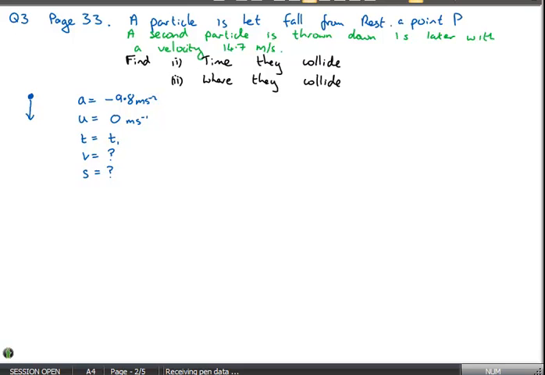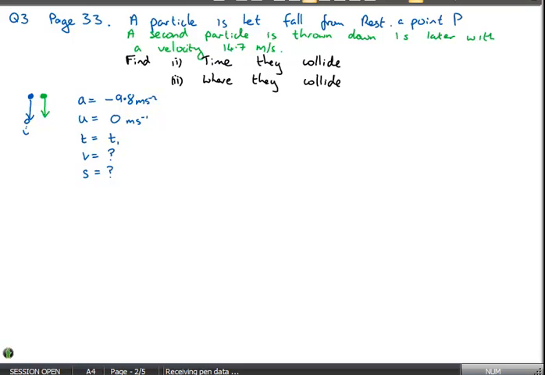Now the second particle, I'll do this in green. It is thrown down a second later. So it starts off from the same point, but it is thrown down a second later. When it's thrown down, this one here would already have been moved on a little bit.